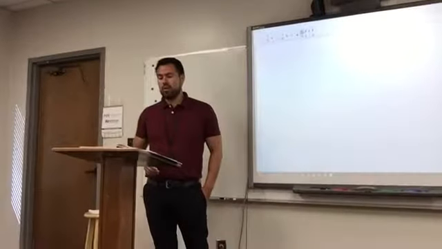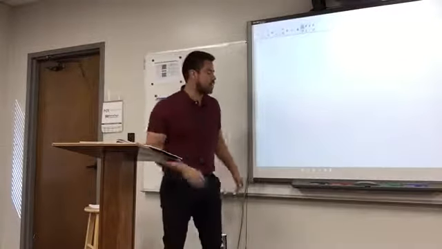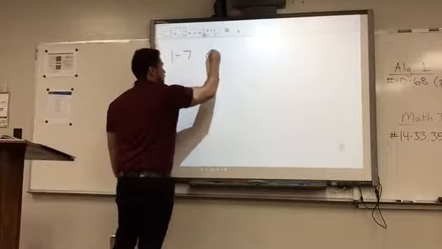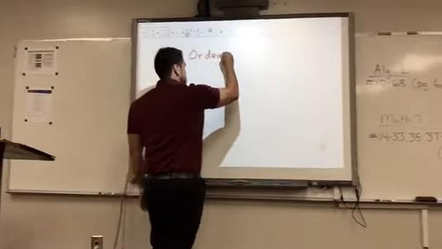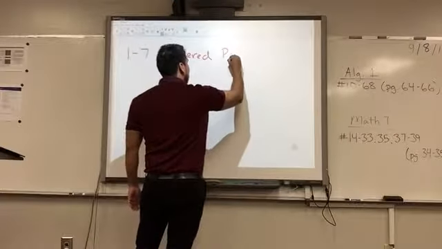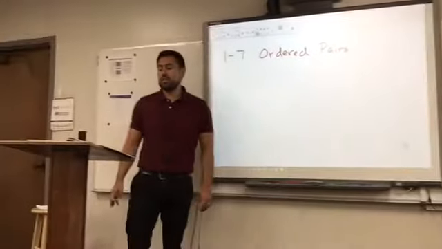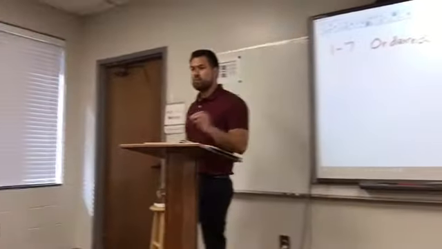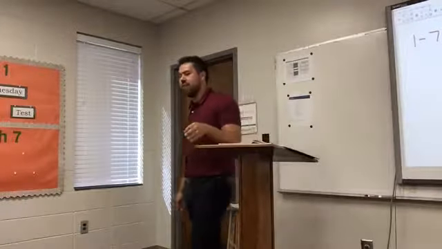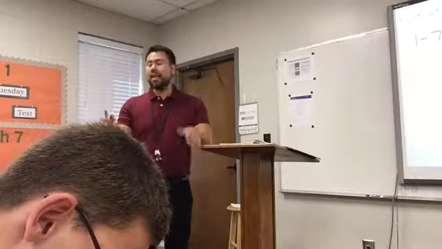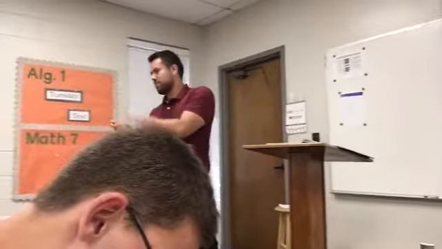Okay, we are working on lesson 1-7, and we're talking about ordered pairs. So 1-7 and ordered pairs. You have worked with ordered pairs before. You've actually dealt with it a lot, and we're going to make sure we get the basic terminology down, and then we're going to be able to graph basic points and read the graphs of basic points.